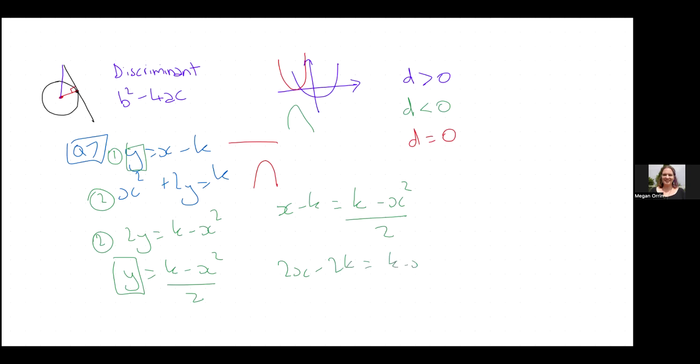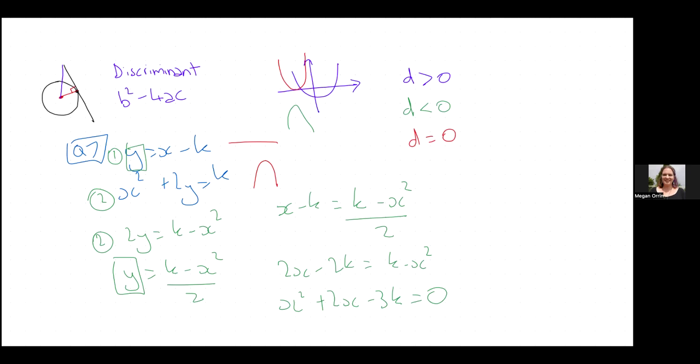You can see that this is about to become a quadratic, isn't it? So if I bring this across, I get x squared plus 2x minus 3k equals 0. Are you with me so far? If this has one solution, doesn't this equal 0? So how do I solve a quadratic?